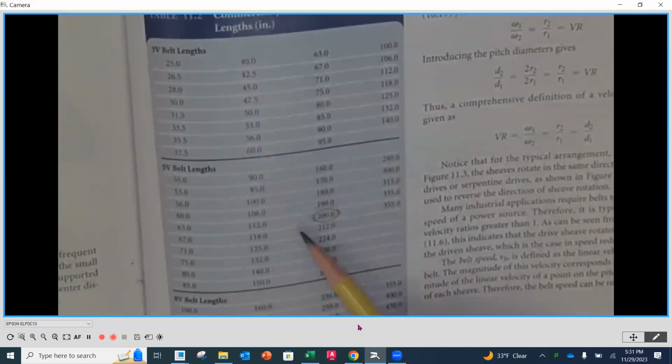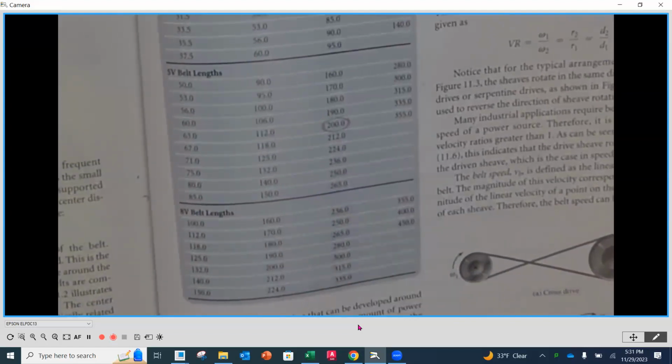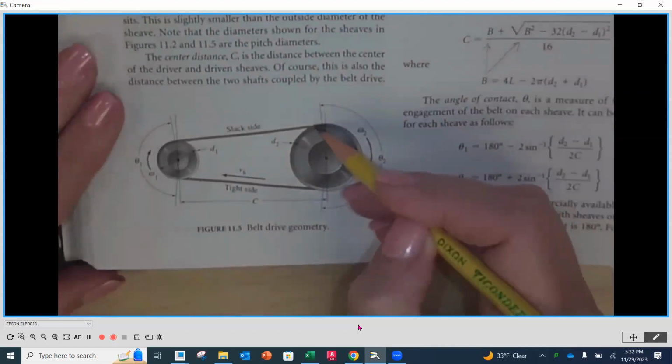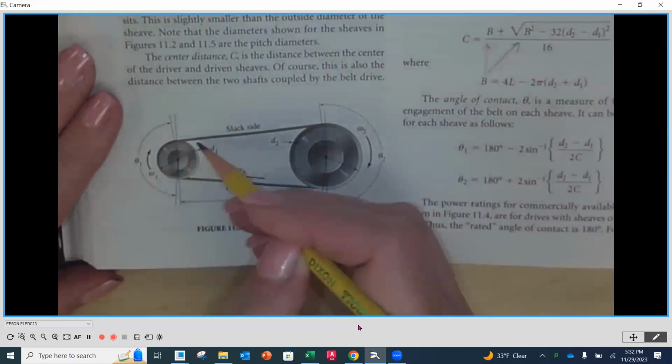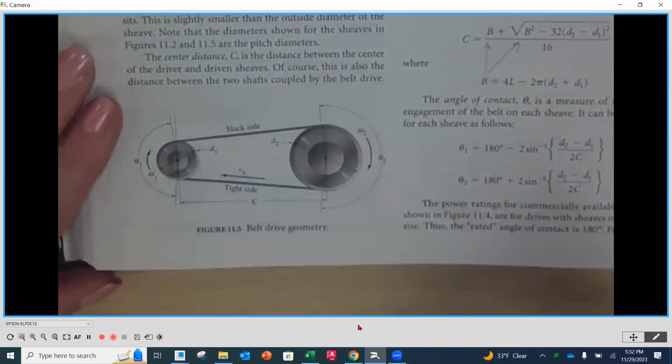Here's the list for the 5V, and then here's the list for the 8Vs. So when we're specifying the length of our belt, the length of the belt is going to be the entire length, like the circumference, if you would, going all the way around. And to calculate that, we have a nice equation.